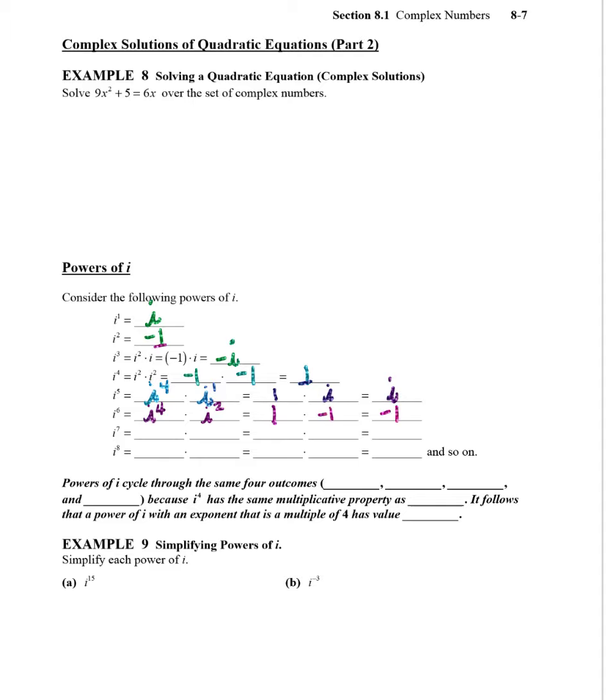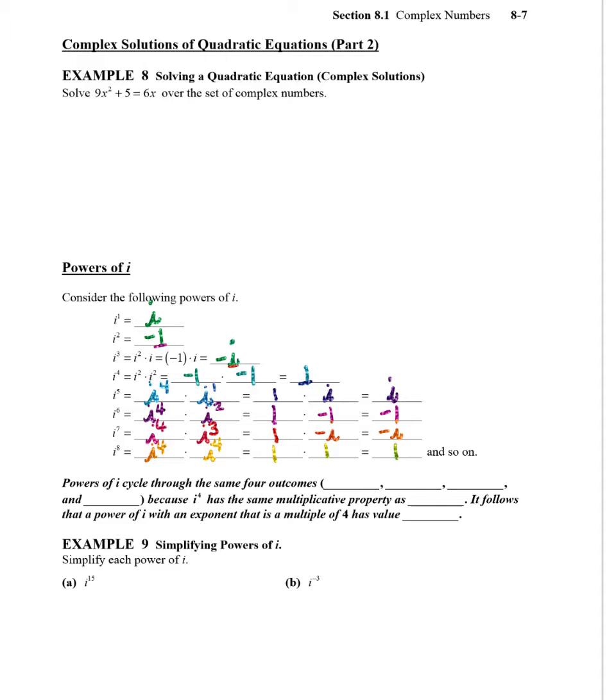So that's -1. i to the seventh is i to the fourth times i cubed. i to the fourth is 1. We found that i cubed is -i, so this is -i. i to the eighth is i to the fourth times i to the fourth. Well, i to the fourth is 1, so we have 1 times 1, which is 1, and so on.